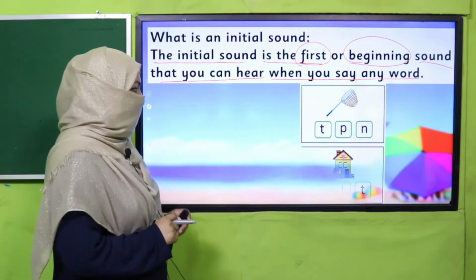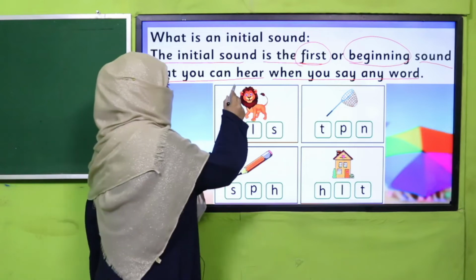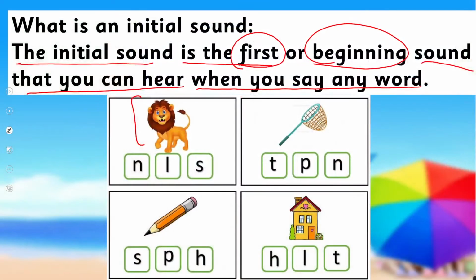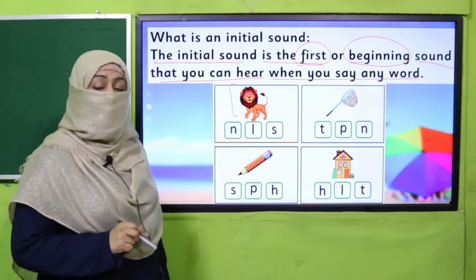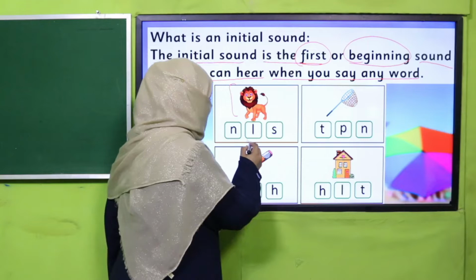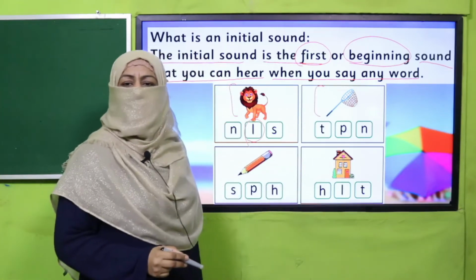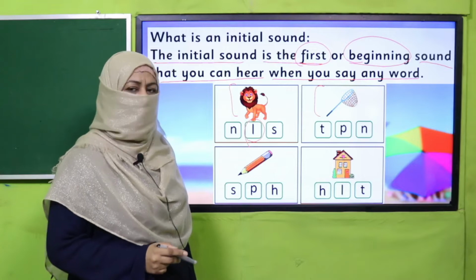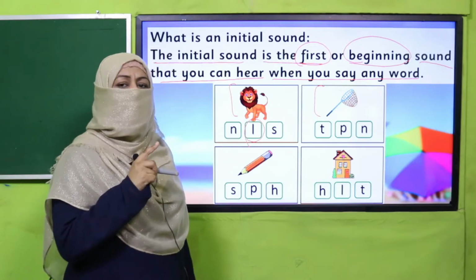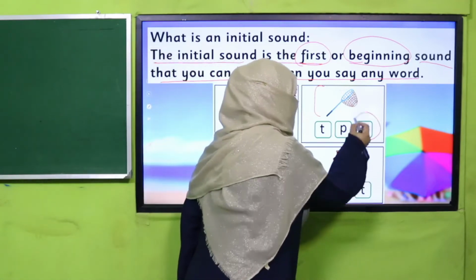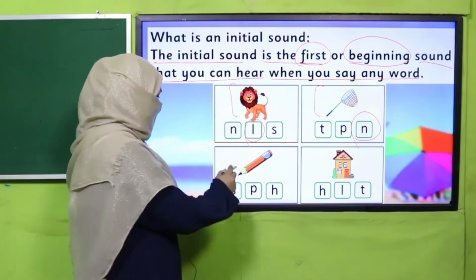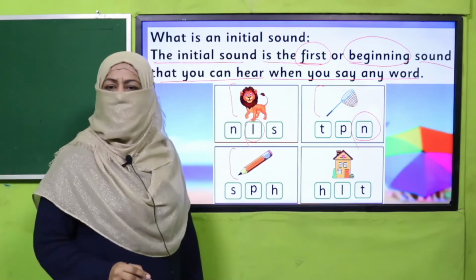For example, look at this picture. What is this? It's lion. So when we say lion, what is the first sound we are hearing? And what letter sounds like this? Yes, it's letter L. Next, what is this? Net, net, net. So which is the initial sound? And which letter sounds like this? That's letter N, right?